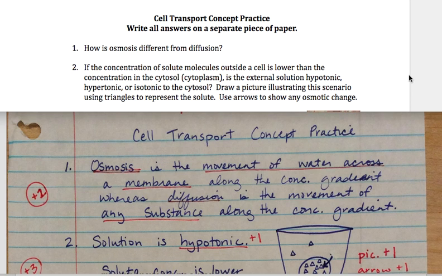So the first couple are pretty straightforward. How is osmosis different from diffusion? And down here I have the key. So osmosis is the movement of water across a membrane. It has to be the movement of water, and it has to go across the membrane, and it is always going with the concentration gradient. Whereas diffusion is the movement of any substance, also along the concentration gradient.